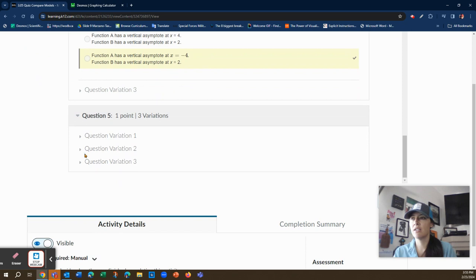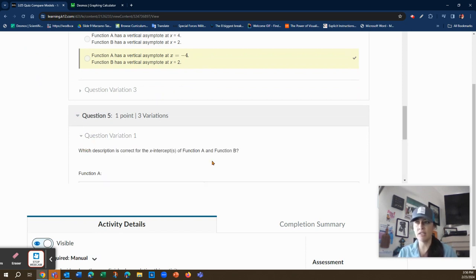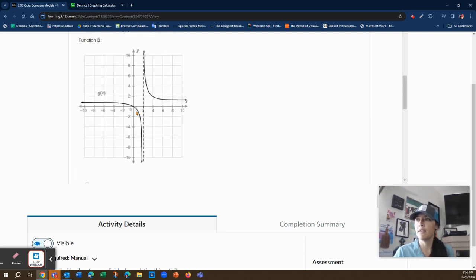Last question. Which description is correct for the x-intercepts of function A and function B? Another vocabulary word. What does it mean to be an x-intercept? Well, scroll up. This has an x-intercept at 0. It crosses the x-axis. It intercepts with the x-axis. This happens to be an x of 0 and a y of 0, but what's true for any value on the x-axis is y will be 0.